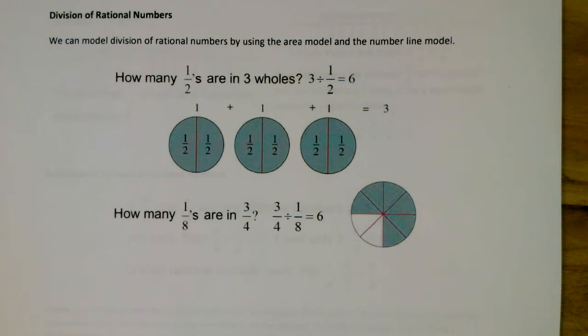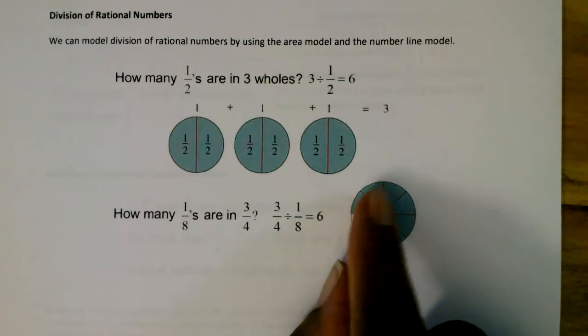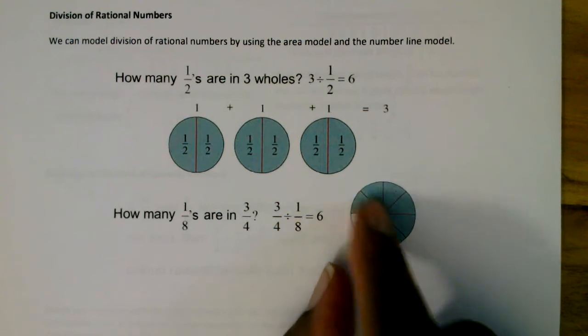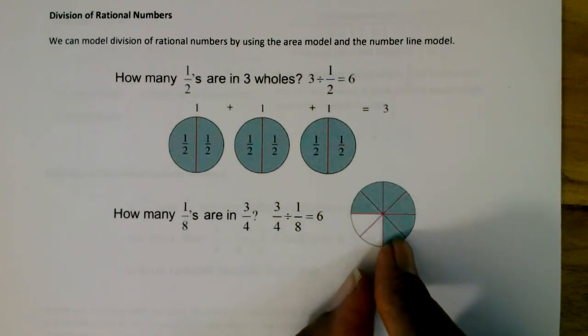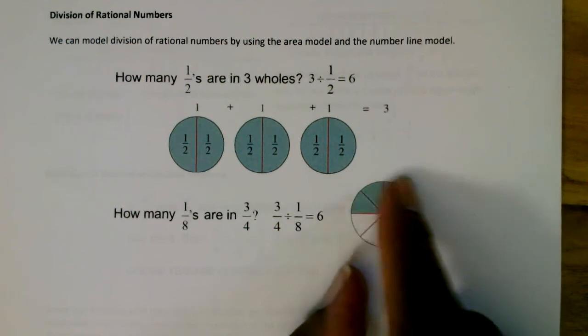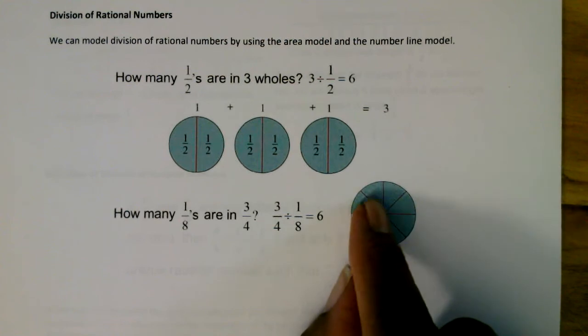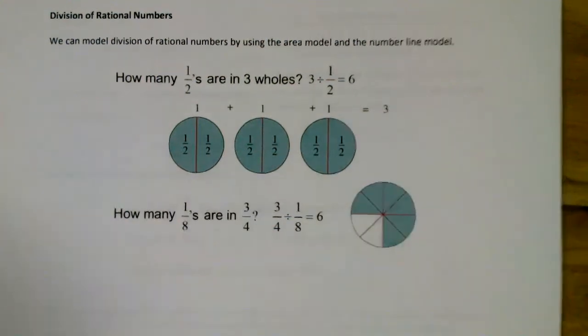Or we can say how many 1/8s are there in 3/4. In other words, I'm doing 3/4 divided by 1/8. So 3 of the 4 pieces are shaded, and then we divide them up into that, because the whole is now in 8s. So now, how many of those 1/8s are there in those 3/4? Count those up, you'll see that it will be 6. There's 6 1/8 slices in 3/4.